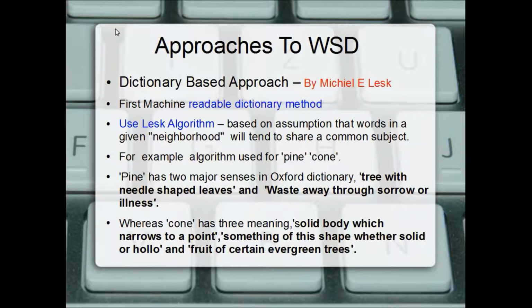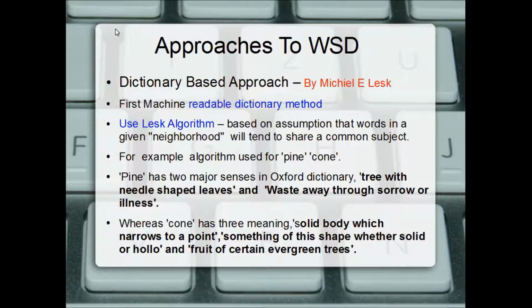There were other approaches to word sense disambiguation. Dictionary-based approach, which was defined by Michael E. Lesk. It was the first machine-readable dictionary method, using the Lesk algorithm. It's based on the assumption that words in a given neighborhood will tend to share a common subject. For example, the algorithm used for the words pine and cone.